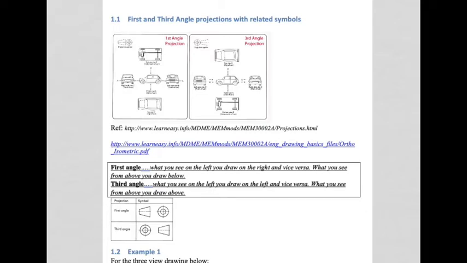Now, while we're at it, let's do third angle. It's just the opposite way around. What you see on the left, you draw on the left. So back to the motor car, what you see from the left would be the front, you draw it on the left. And what you see from above, you draw above. So what you see from above would be the top of the car. Where do you draw it? Above.